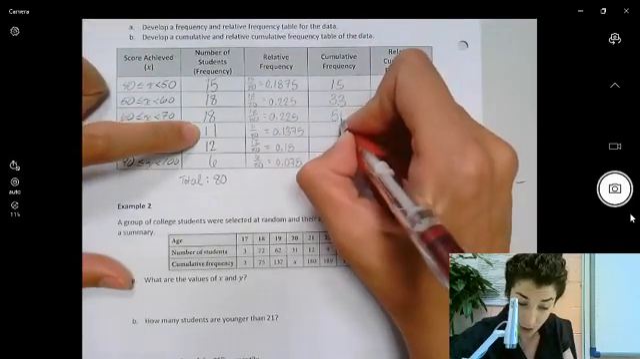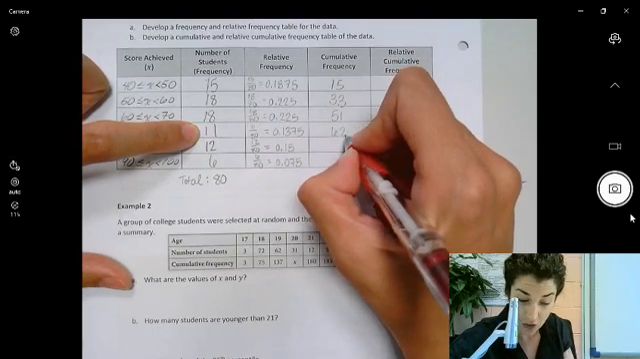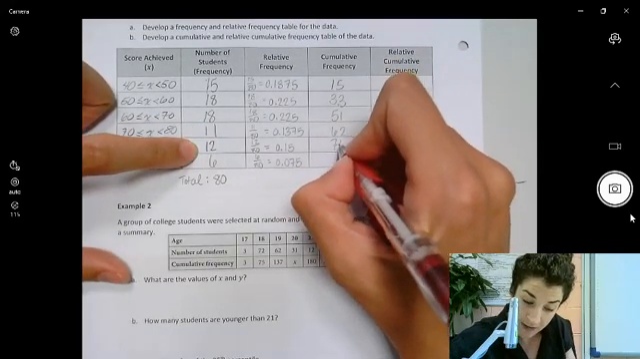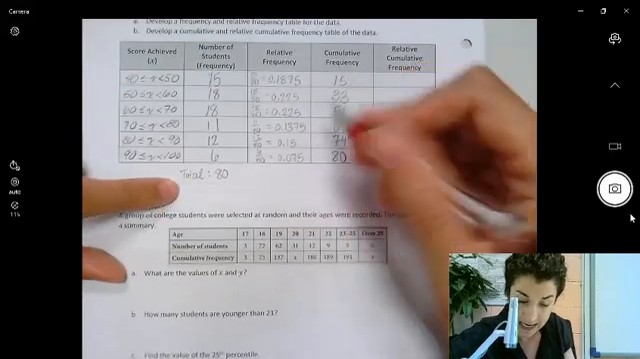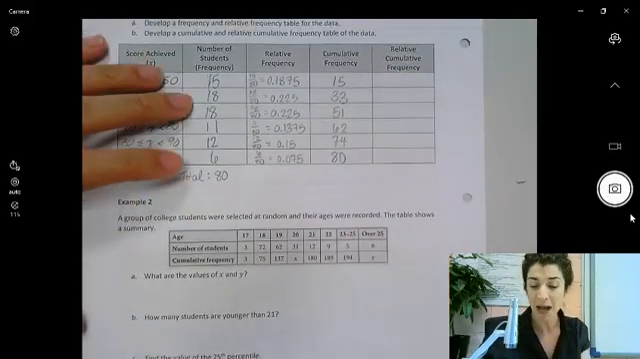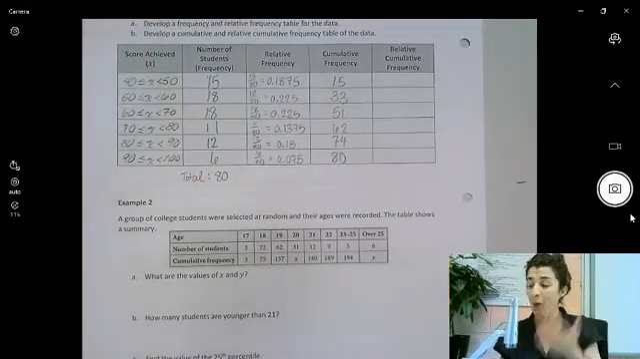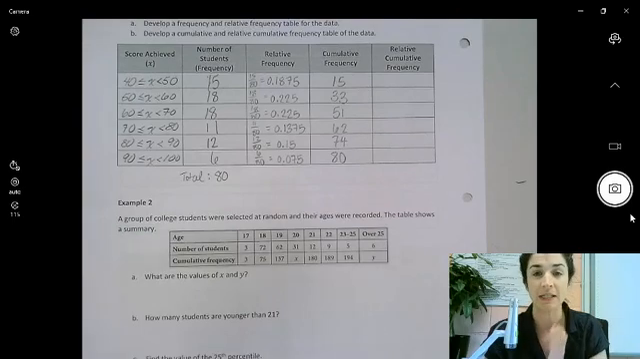Adding another 18 is 51. Adding 11 is 62. Adding 12 is 74, and adding 6 is 80. And again, getting to that total. I remember when I was first learning this in a stats class, and I was like, why do we care about cumulative frequency?